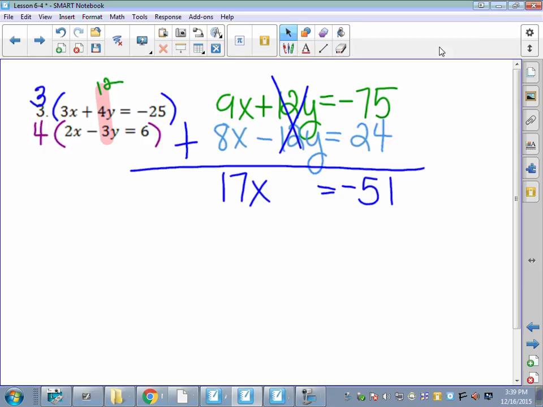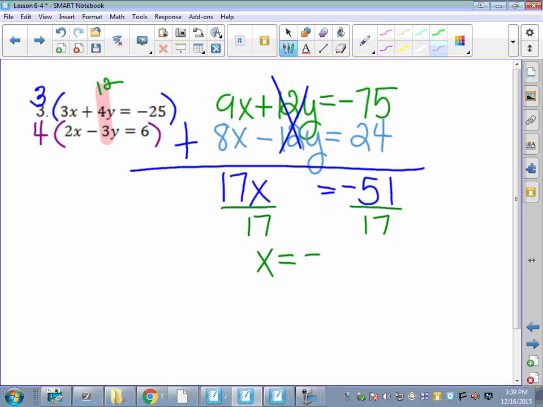And then I got a one-step equation. Finish solving that. Divide both sides by 17. It looks ugly, but I'm pretty sure that comes out to a negative 3. We're not done. We want to make sure that we get the y as well.